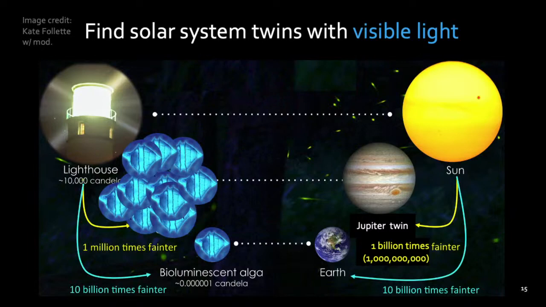And if you go all the way down to something like an Earth, where we really want to be getting to with next generation missions in the coming decades, you need to be able to see a planet that's 10 billion times fainter than its star. And that really is basically like one cell of bioluminescent algae next to that lighthouse halfway across the country. So that's a factor of 10,000 better in brightness ratio than what we can do today. That's too much to do in one generation of instrument development. So we're going to do it in a couple steps. And the first step should get us to something like a Jupiter twin.